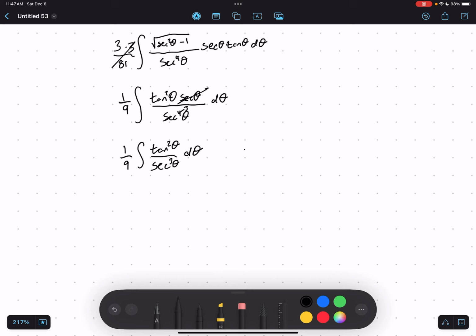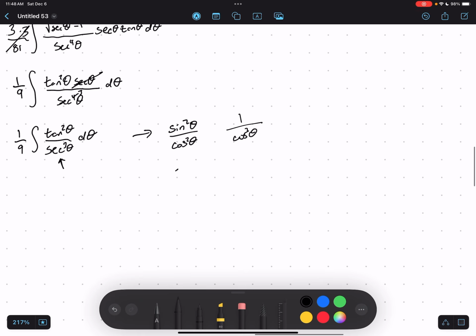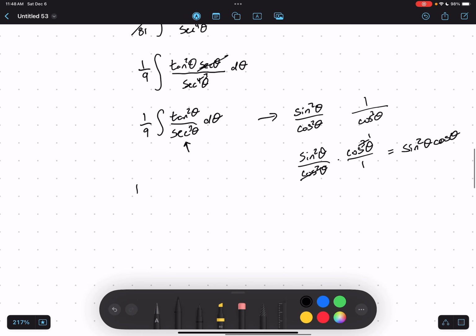And now what we'll do is we'll do some trig math. We'll break this out, and we'll say we've got sine squared theta over cosine squared theta, and then we've got 1 over cosine cubed theta for the secant there. And so what this really represents is sine squared theta over cosine squared theta times cosine cubed theta over 1. So we'll knock out 2 of those, put 1 of those there. And this results in just sine squared theta cosine theta.